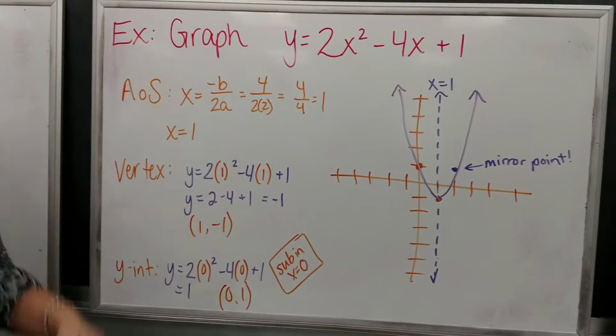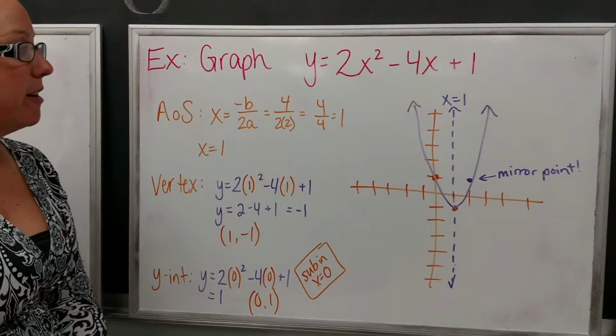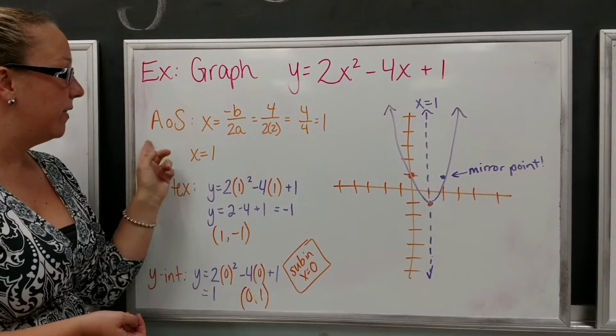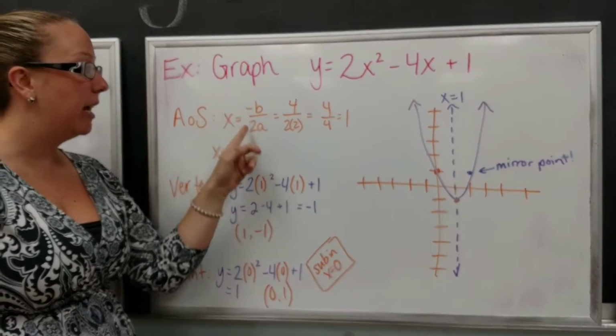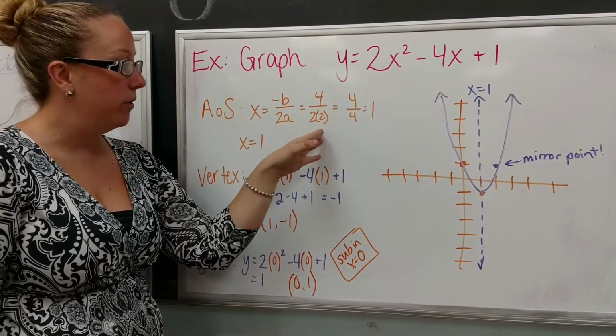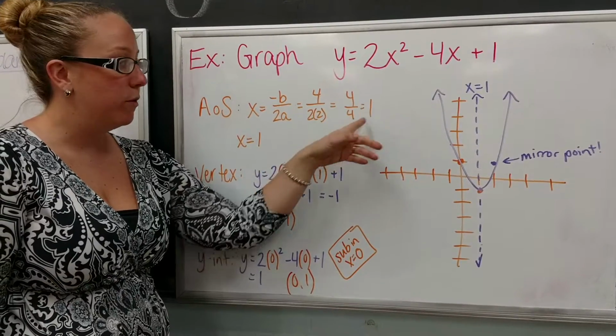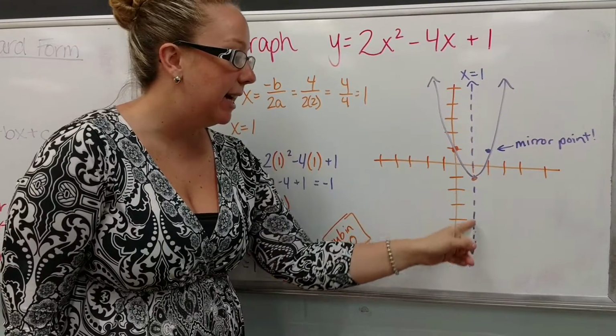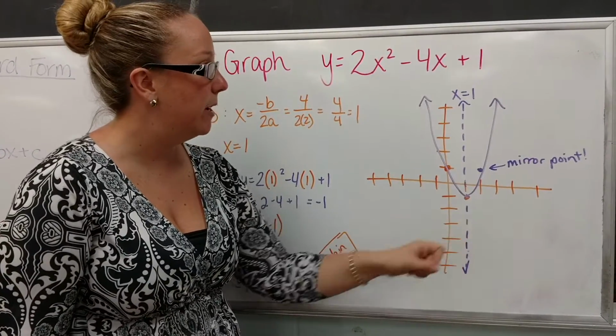So our example says graph y equals 2x squared minus 4x plus 1. So the first thing you want to do is find your axis of symmetry. So x equals negative b over 2a. The opposite of 4 is 4. 2 times 2 is 4. So 4 over 4 is 1. So x equals 1 is your axis of symmetry, and that's this dotted line right here through x equals 1.